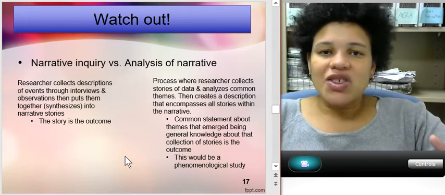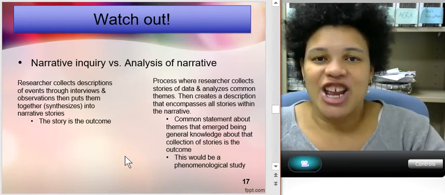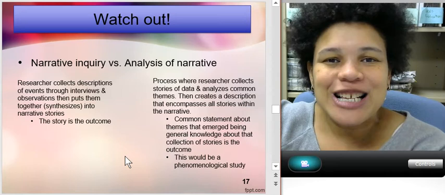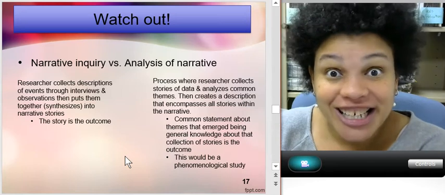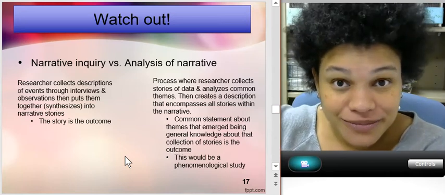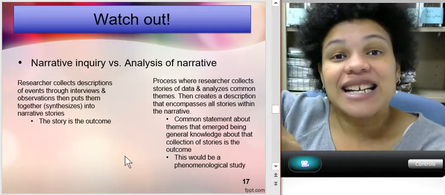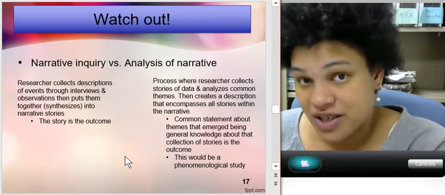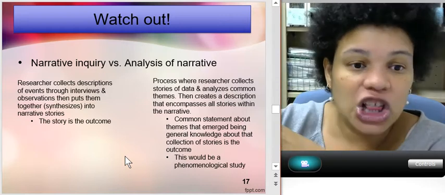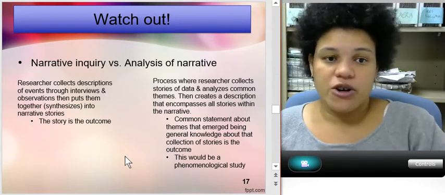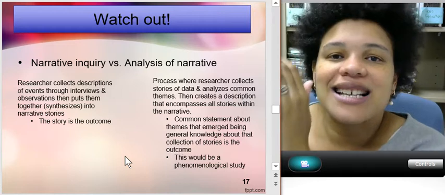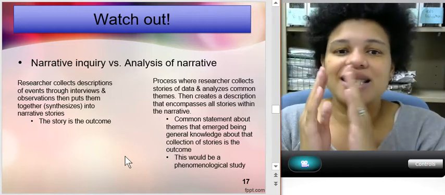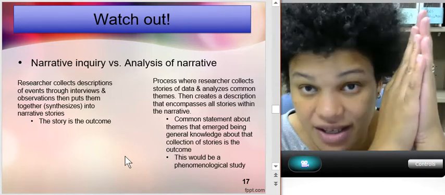But there's also analysis of narratives. So someone tells me a story, I record it, I get the recording transcribed. Then I can study that narrative and maybe the narratives of other participants in my study, and I can look for themes that emerge. I'm analyzing someone's narrative. I'm analyzing a story that someone told me.